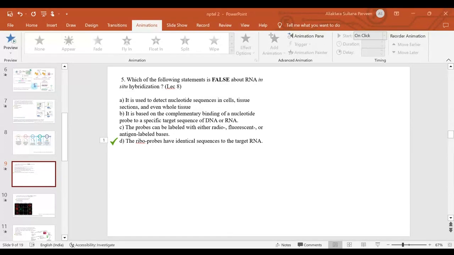So let's see the next question, sorry, not the last one, number 6. It says: which of the following will be the best strategy to study the subcellular localization of a protein in plants? Yeah, please, I'll wait. Let's read it, and give your answer.